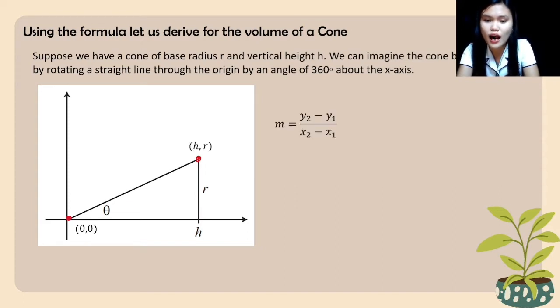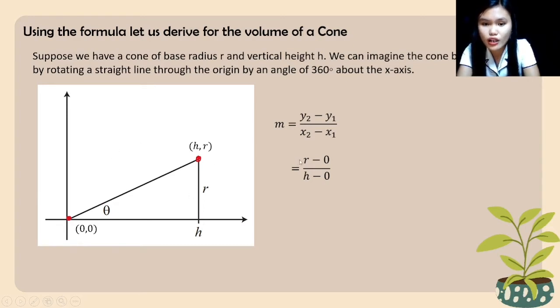So using the slope formula, we have m equal to y sub 2 minus y sub 1 over x sub 2 minus x sub 1. So our y sub 2 here is, we have the point r given in this figure, right?